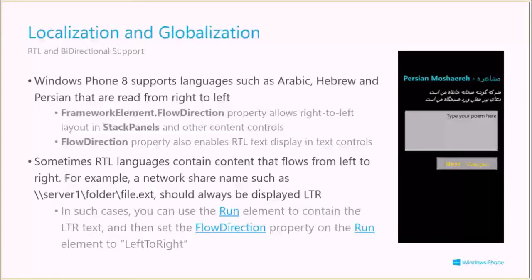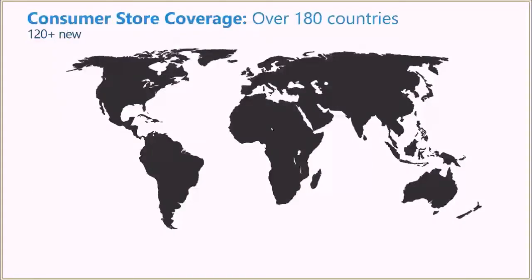Consumer store coverage. We've got two things, something called the consumer store and the developer store. The consumer store is the store that consumers, the users who buy the phone, have access to. For example, when you buy a device in Lebanon, you just change the region to Lebanon on your phone, and then you have access to the applications made available in the Lebanese store. We've got over 180 countries now.